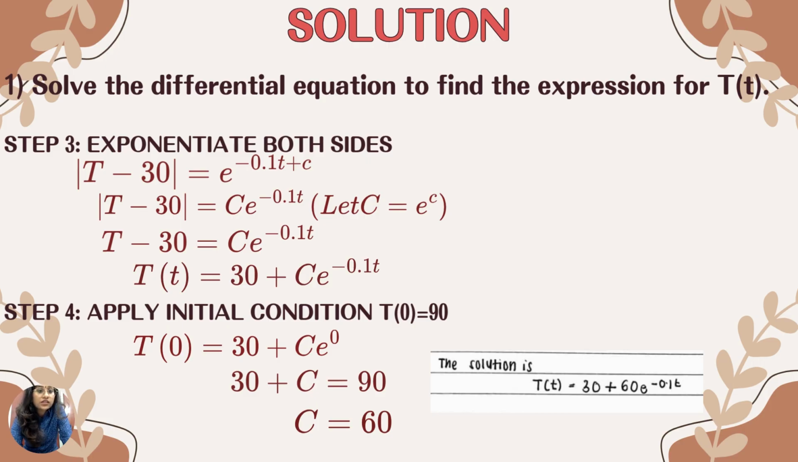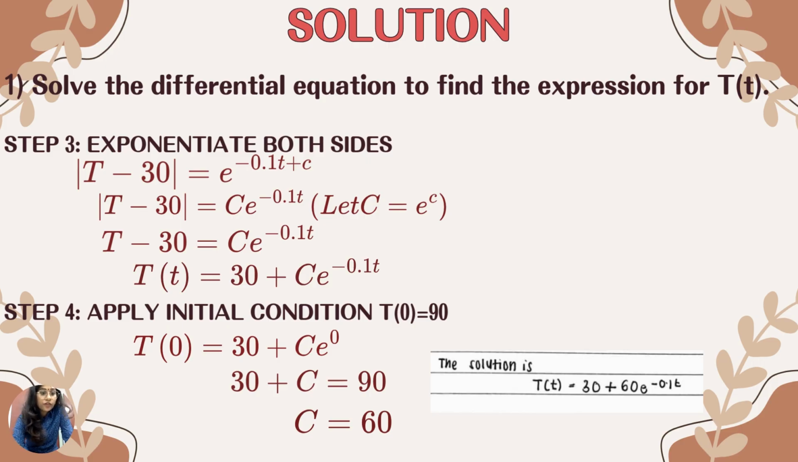Why is the C here? Because we let C equal e to the power of c. This e to the power of c we let be C, so it is brought to the front of the equation. Next, T minus 30 equals C e to the power of negative 0.1 t. And the final equation we can see here is T equals 30 plus C e to the power of negative 0.1 t. Why is there a 30 here? Negative 30 is brought to the right hand side, and it becomes positive 30.